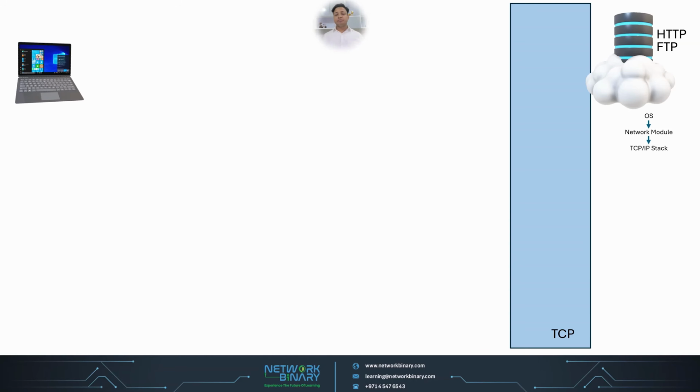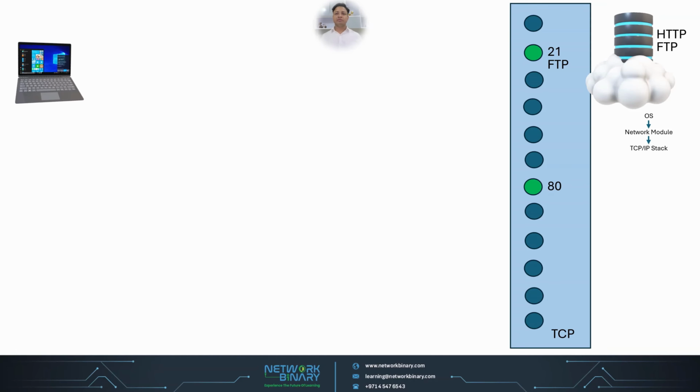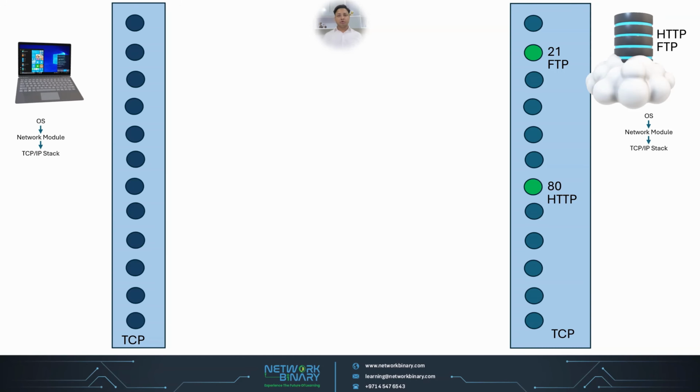What does it mean? It means that TCP has a lot of port numbers, but because HTTP and FTP services are configured or enabled, port number 21 for FTP and port number 80 for HTTP are open. Anybody can connect to the service through these port numbers. On the client side, we have the same situation. The operating system has a network module and a TCP/IP stack as well. So it also has a lot of port numbers to select, but none of them is open right now.